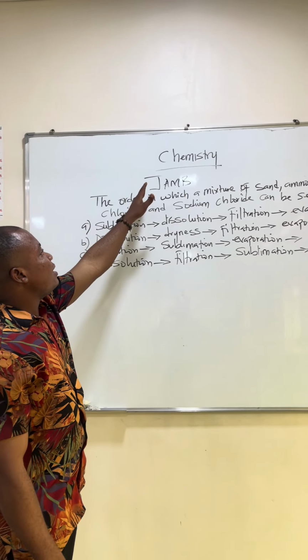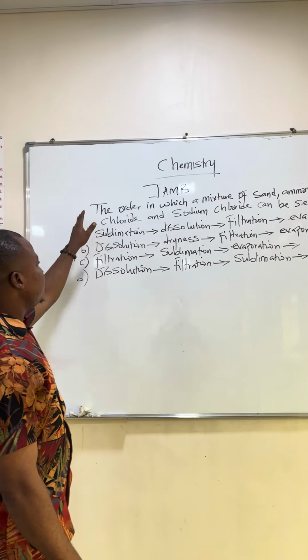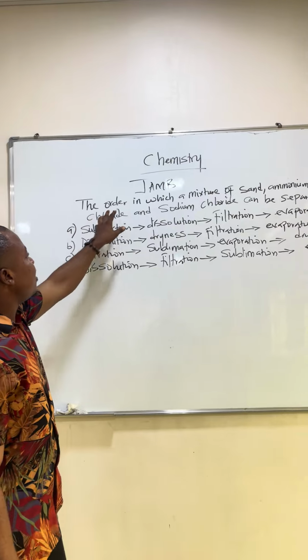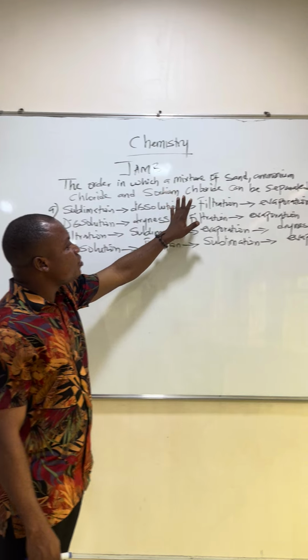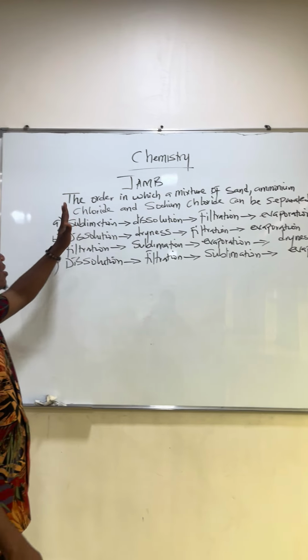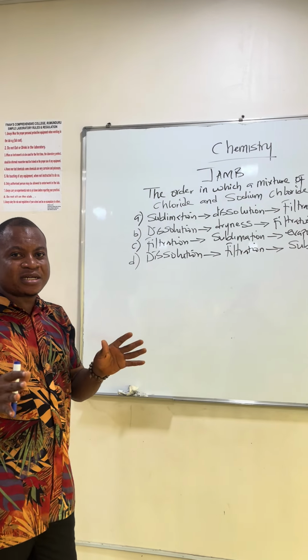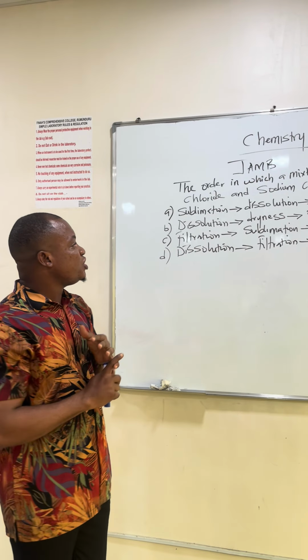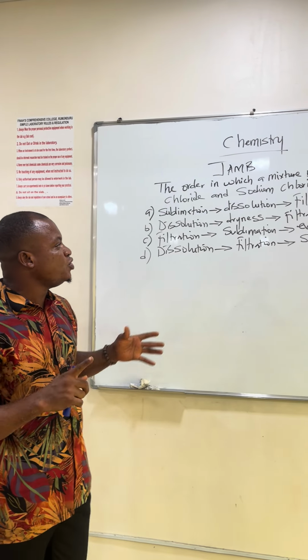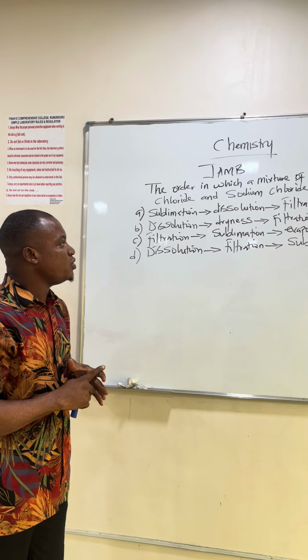Alright, let's look at the chemistry JAMB question. The question is: the order in which a mixture of sand, ammonium chloride, and sodium chloride can be separated is. Now, this question is on separation techniques. We have different types of separation techniques: filtration, sublimation, dissolution, and evaporation.